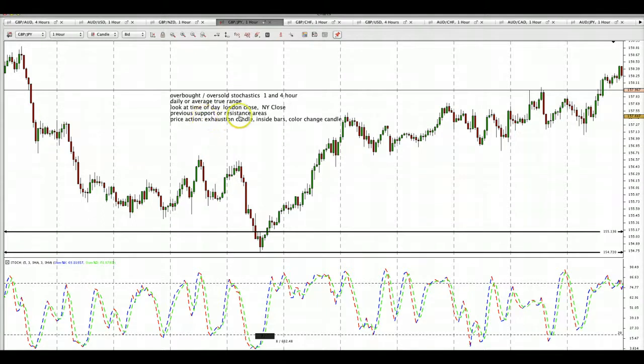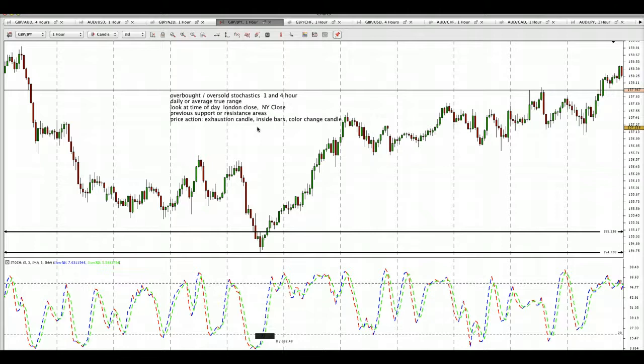Previous support or resistance levels, very important, because usually price will react to previous support and resistance levels, especially in a higher time frame. Price action is essentially you understand your candlestick patterns. Exhaustion candles, inside bars, color change candles, tweezer tops, tweezer bottoms. There's so many. Evening stars, morning stars, or a few others.